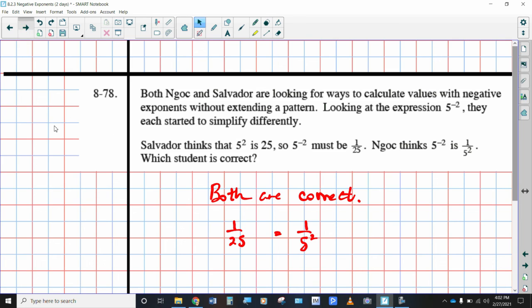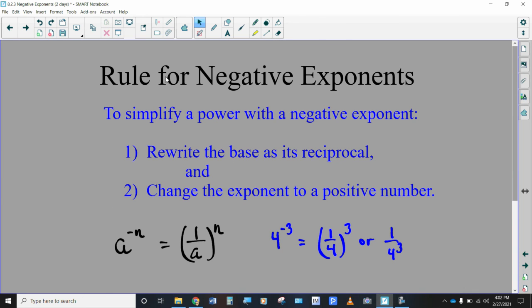So this is the big rule for negative exponents. Rule for negative exponents. Go ahead and copy all of this down. To simplify a power with a negative exponent, first, rewrite the base as its reciprocal. Then change the exponent to a positive number. So this would be the algebraic way of showing that, where a is the base and n is the exponent. Having a negative exponent, we would just take our base and flip it over to its reciprocal, and then change your exponent so that it's a positive instead of a negative.